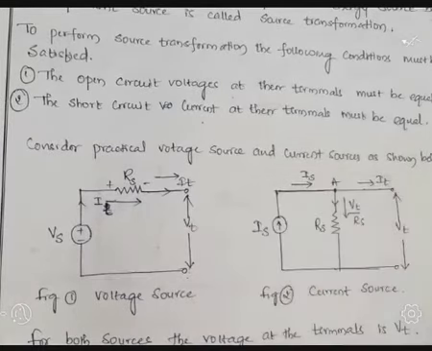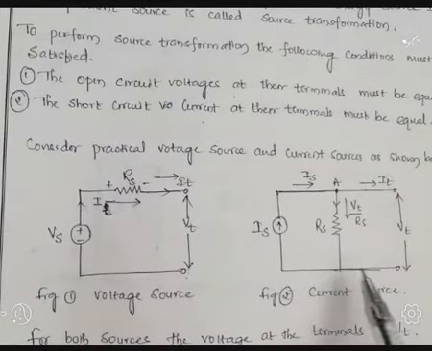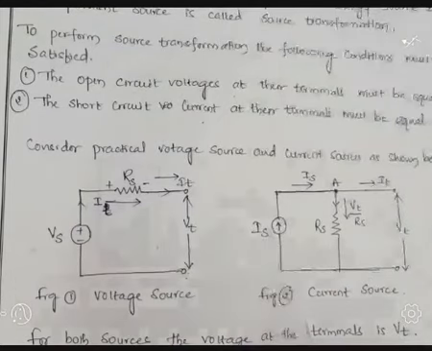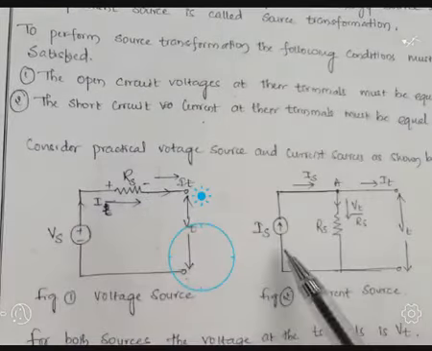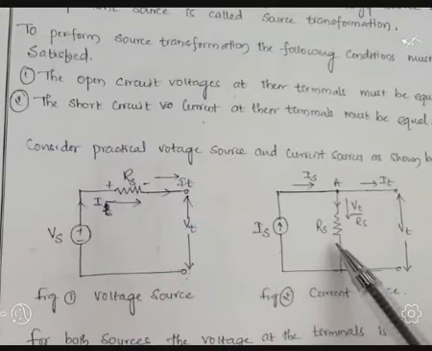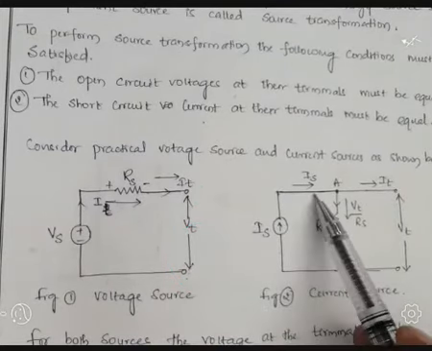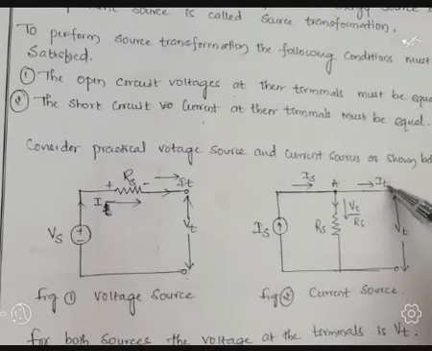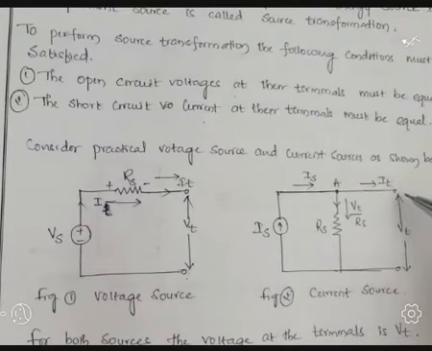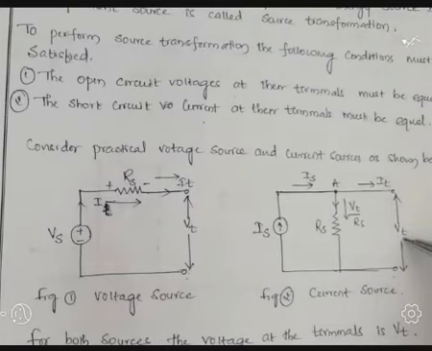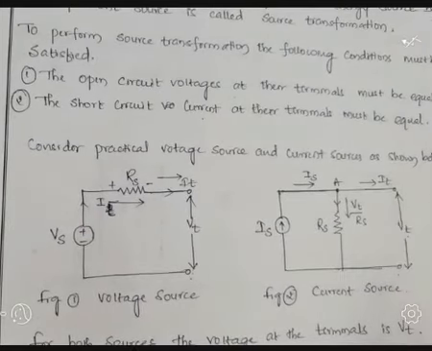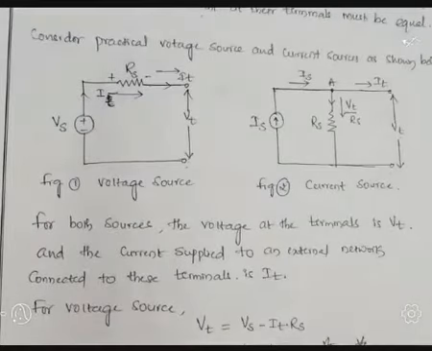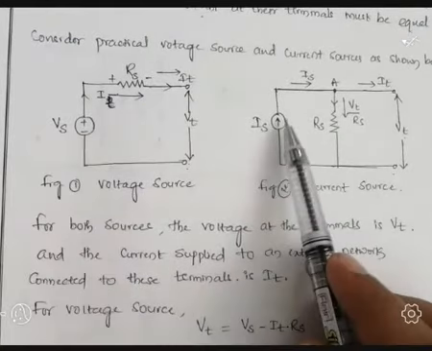Similarly, I consider another circuit, that is the current source circuit. The current source is represented as Is, and this current source Is is connected in parallel with resistor Rs. Through this, the terminal current is represented as It, and the terminal voltage is represented by Vt. Vt stands for terminal voltage. Now, how we are converting this voltage source to current source and vice versa, we will discuss.